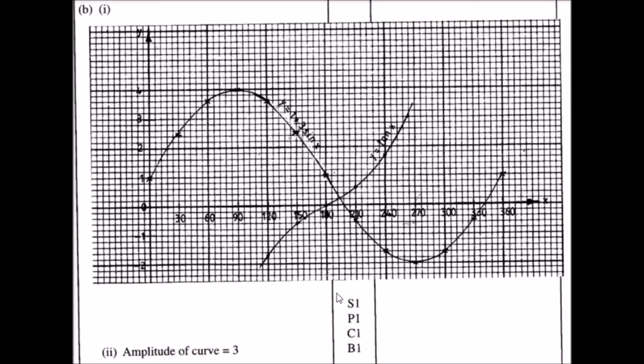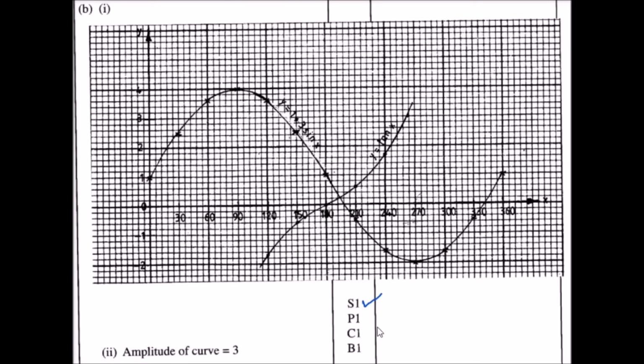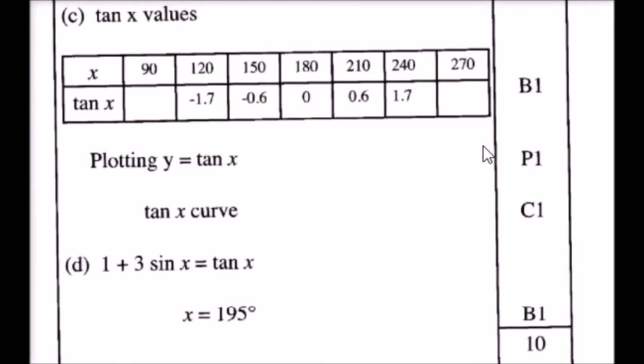Part B, you get 1 mark for using the right scale. Then you have plotting, then the curve, and we are given a bonus point when you state the amplitude is equal to 3. So that's how you earn marks in that. Part C, you get a bonus point for drawing the correct table.